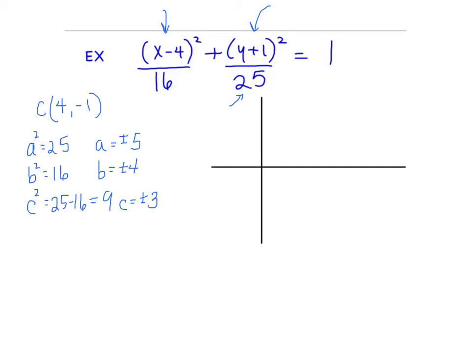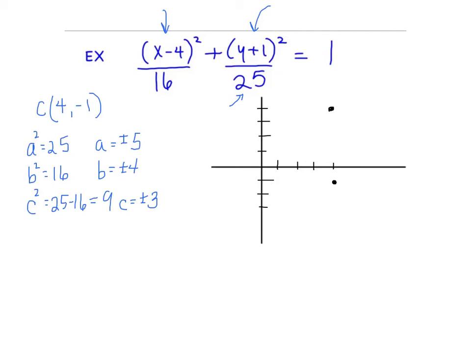So what I like to do is go ahead and sketch a graph. It's easier to pull the points off the graph than it is to come up with them with some kind of formula. So the first thing I want to do is graph the center. So I'm going to go 1, 2, 3, 4, down 1. And that's the center of my ellipse. Now this time, because the bigger number was under the y, I'm going to go up and down 5. So 1, 2, 3, 4, 5.